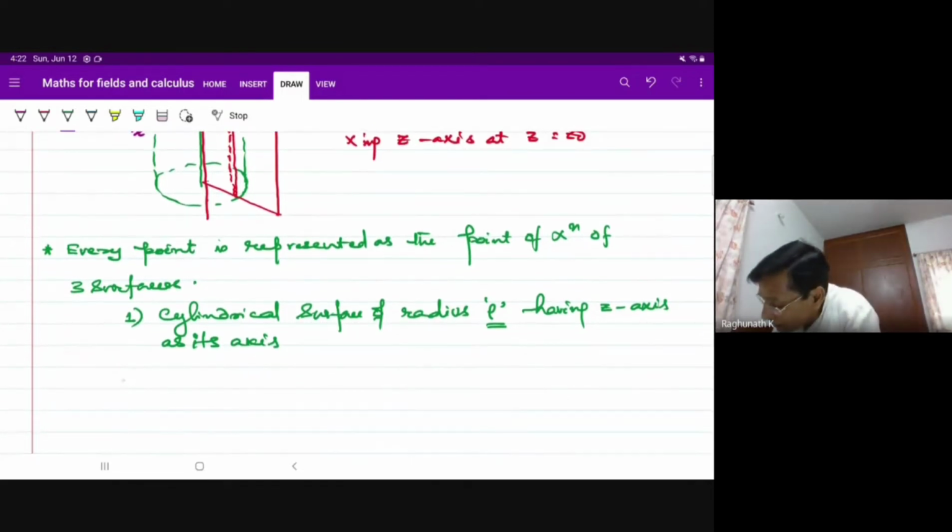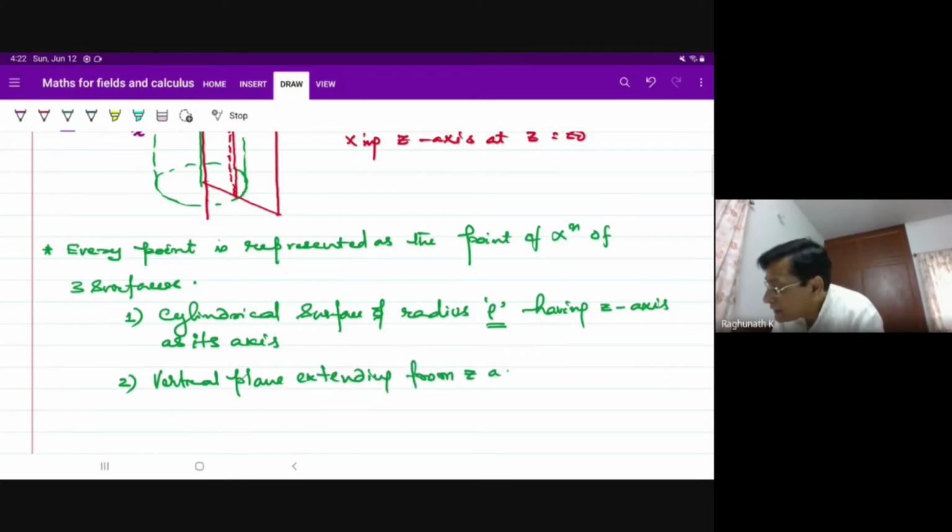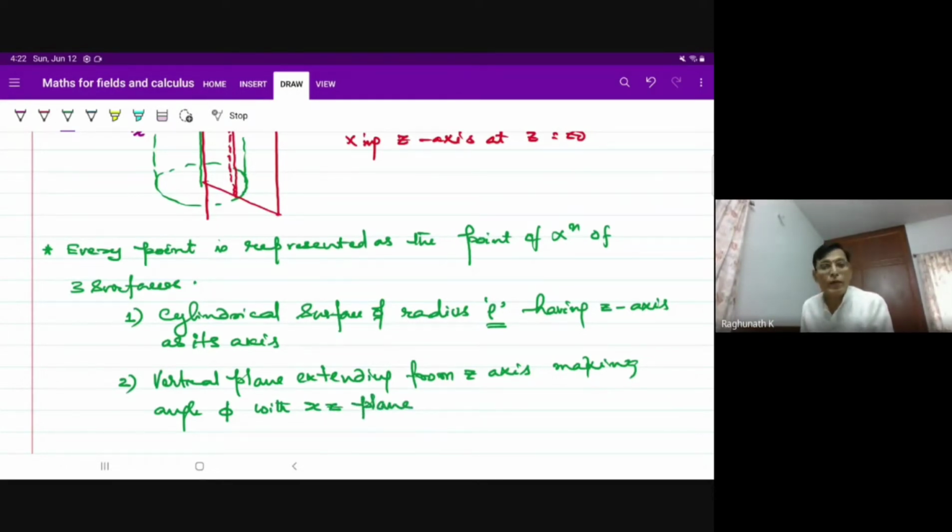Then number two, a vertical plane extending from the z-axis making an angle phi with the xz plane. Once you give this, it will come onto a vertical line.